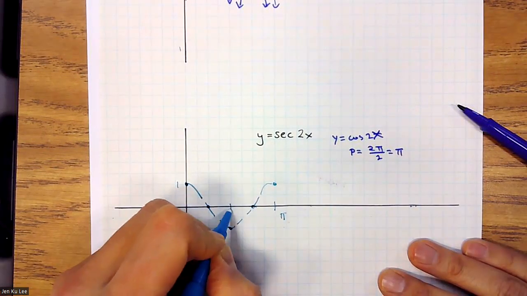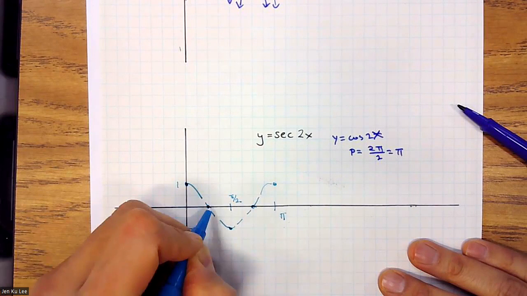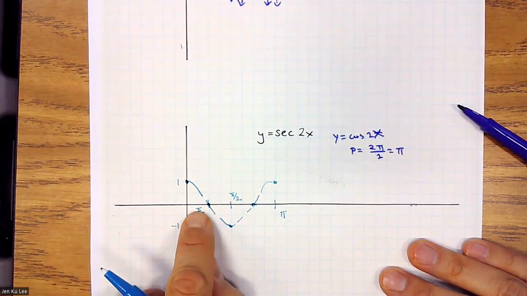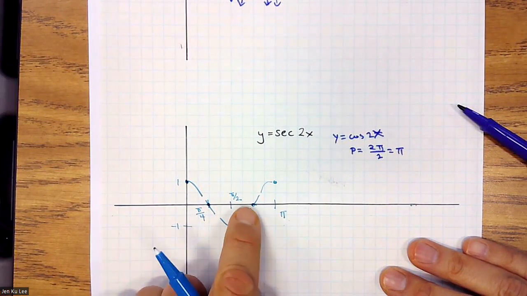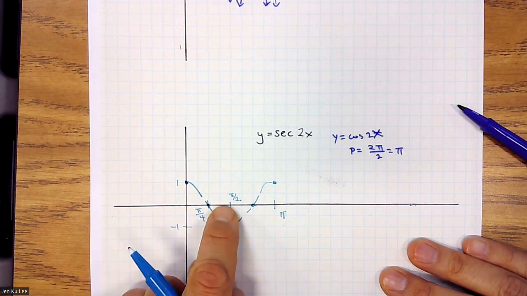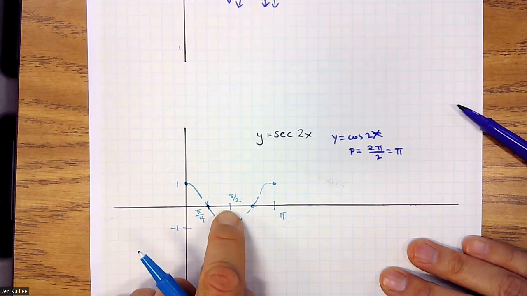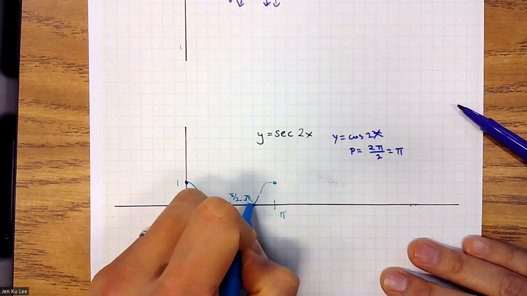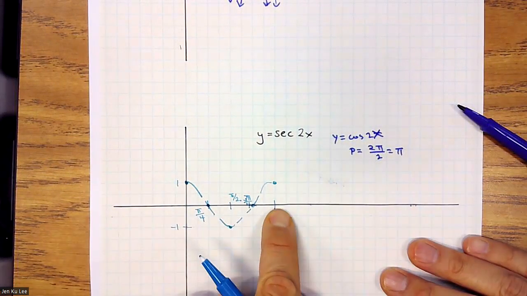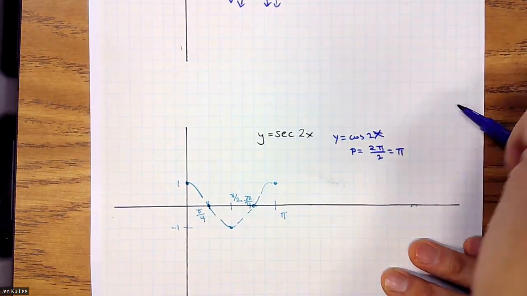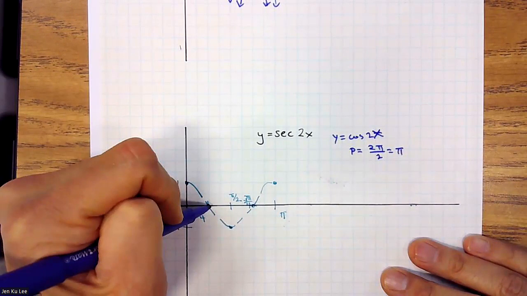So halfway between that is pi over 2. Halfway between that is pi over 4. So once you get this point, I know that every key point is going to be this units long. So 1 pi over 4, 2 pi over 4, which is pi over 2, 3 pi over 4, and then 4 pi over 4, which is pi. Okay, so that's just an easy way to remember how to label these points.